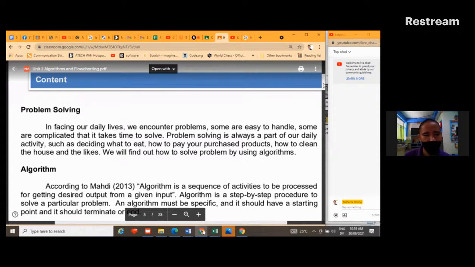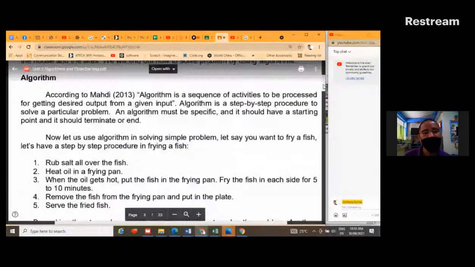Okay, so let's proceed now to algorithm. According to MADI 2013, algorithm is a sequence of activities to be processed for getting desired output from a given input. So it is a step-by-step procedure to solve a particular problem. An algorithm must be specific and it should have a starting point and it should terminate or end. So there's an example here. We have a simple problem, frying a fish.